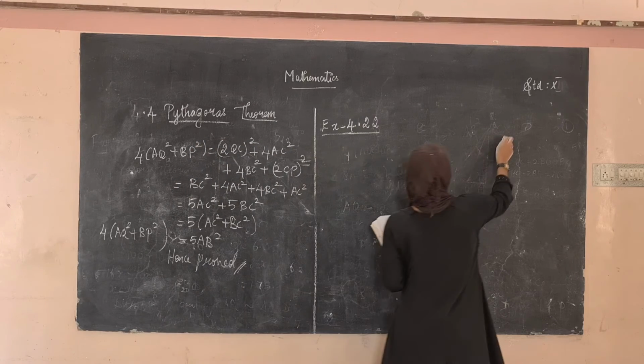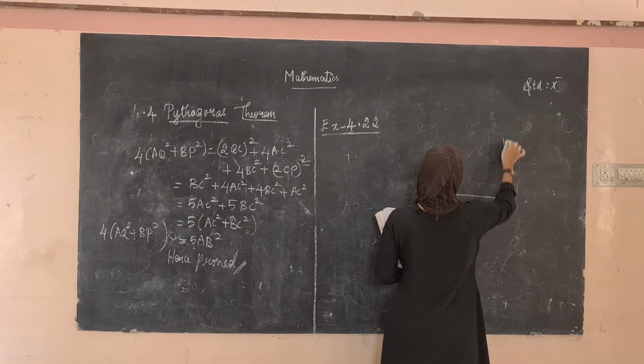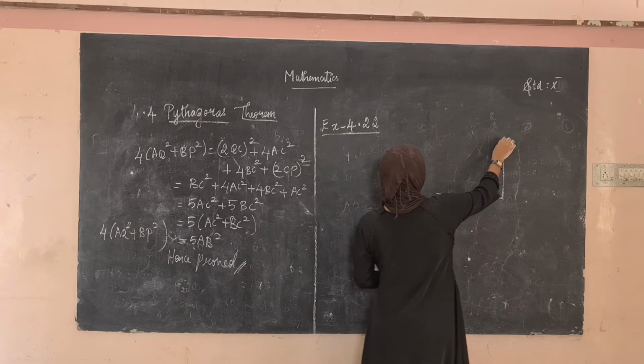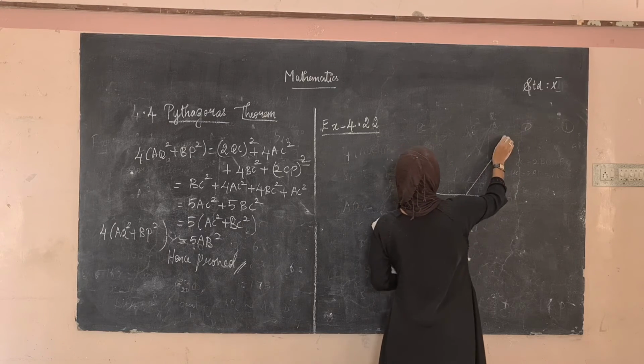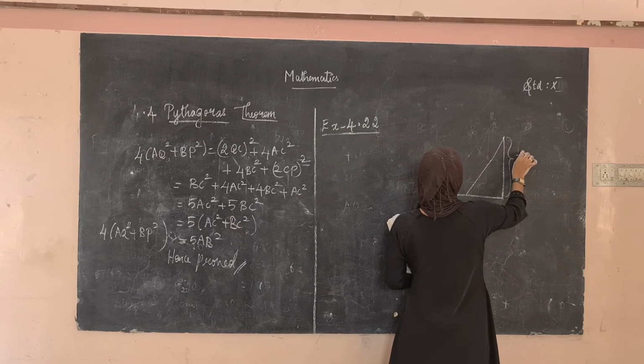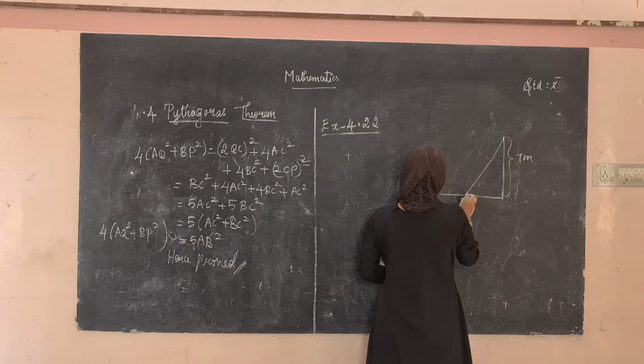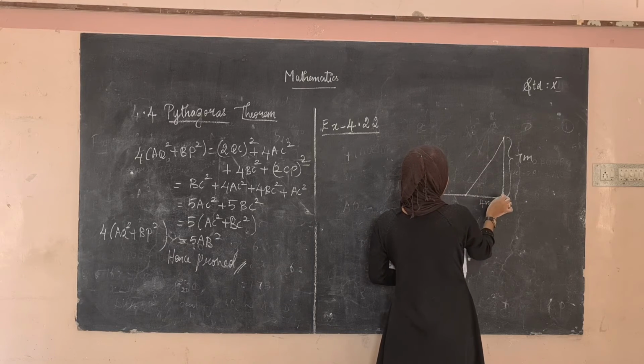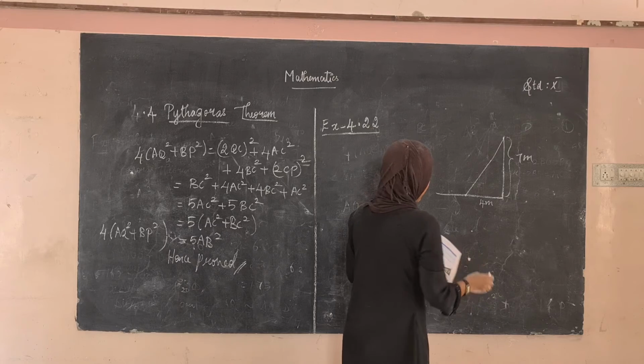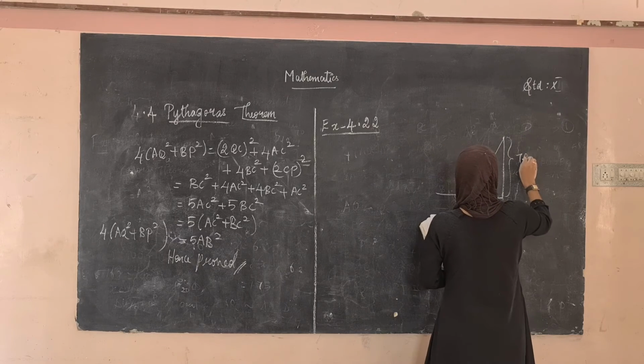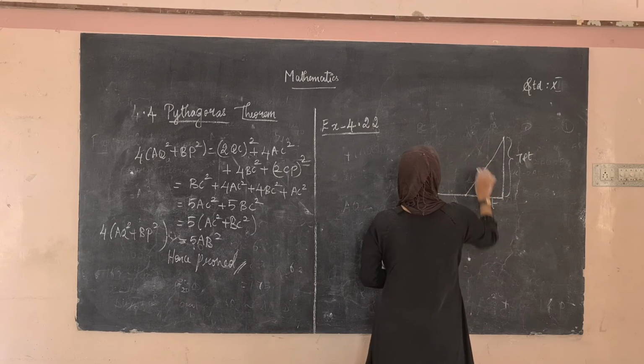So now let us see, if this is the wall and this is the ground, and the ladder is placed here, we have to reach this height. This height is 7 feet, and the ladder is placed 4 feet away from the foot of the wall. We have to find this.